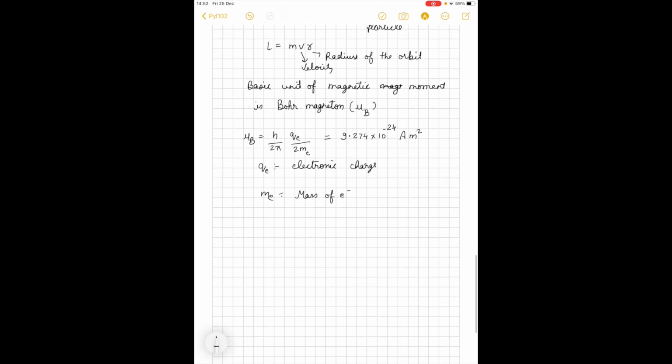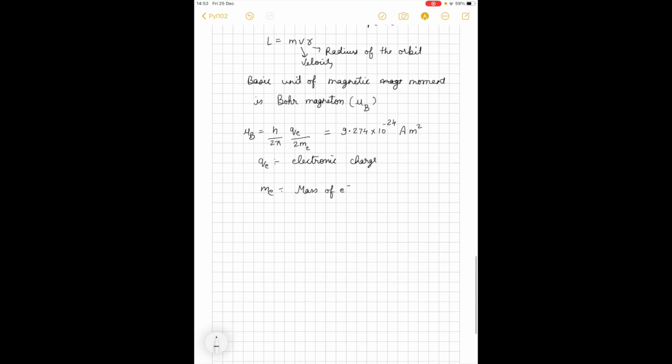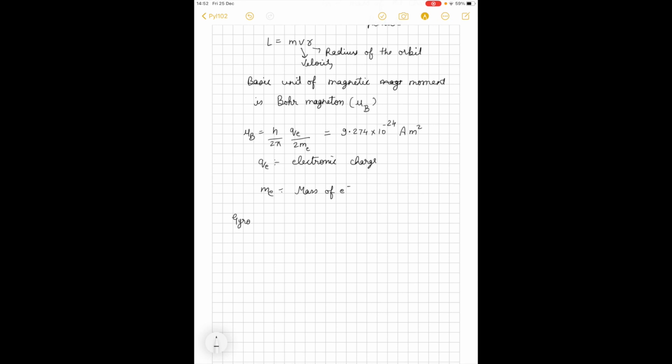Okay, there's just one more parameter which we'll be using. It is called the gyromagnetic ratio, which is denoted as gamma. So gamma is equal to q divided by 2m. Most of the time we use q equal to qe and m equal to me. So this is more or less the origin of the magnetic moment, the electronic motion, charge motion, whether it's in the orbit or in the spin. Generally the nuclear one is way smaller compared to the electron one, so that's why we consider only the orbital and spin part of the electron.